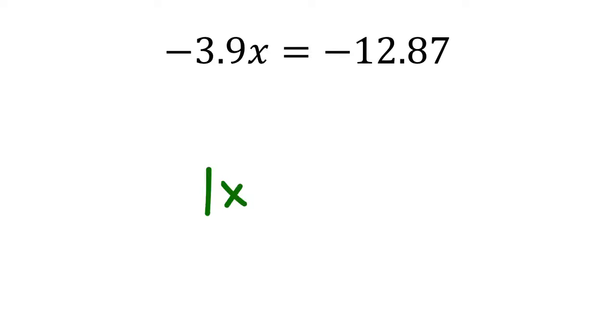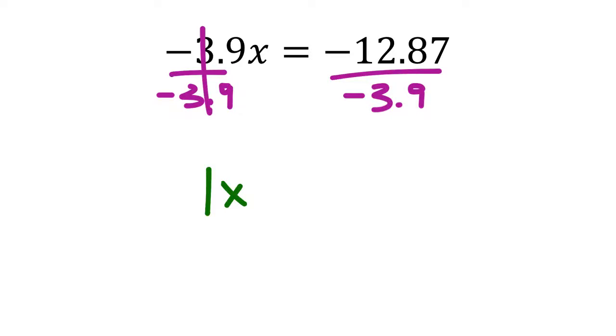Well, to do that, I need to divide both sides by negative 3.9. Because anything divided by itself is 1. Right? This is a 1. That's crossing them out, but it's crossing them out with a 1. Okay, that becomes our 1 right there. So I go to the calculator, I type in negative 12.87 divided by negative 3.9 to get 3.3.